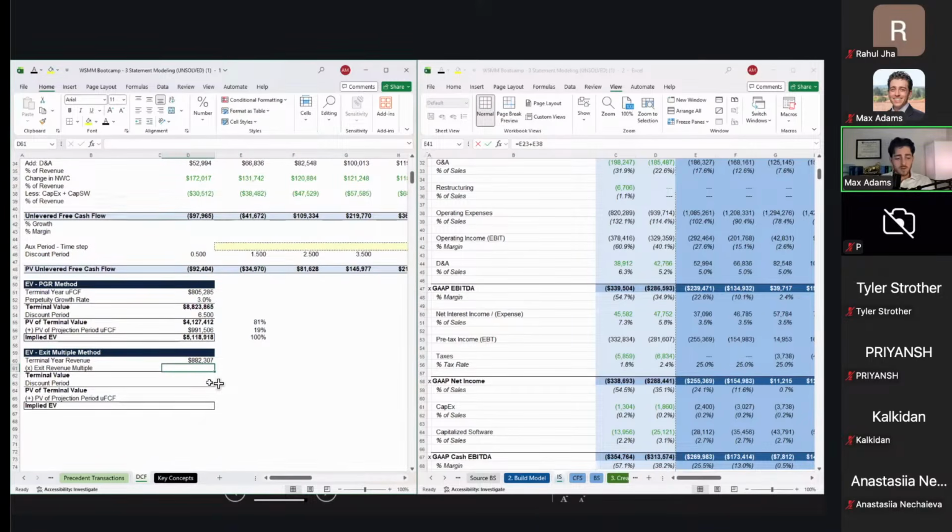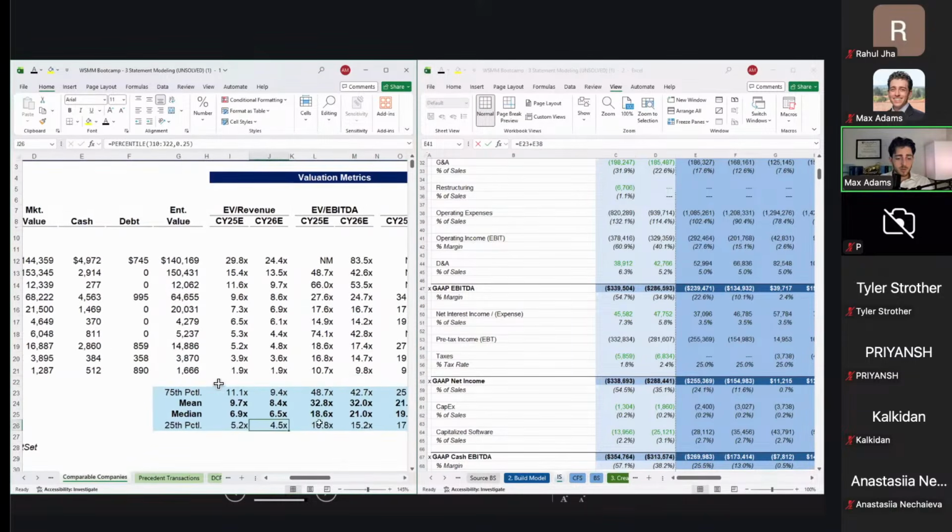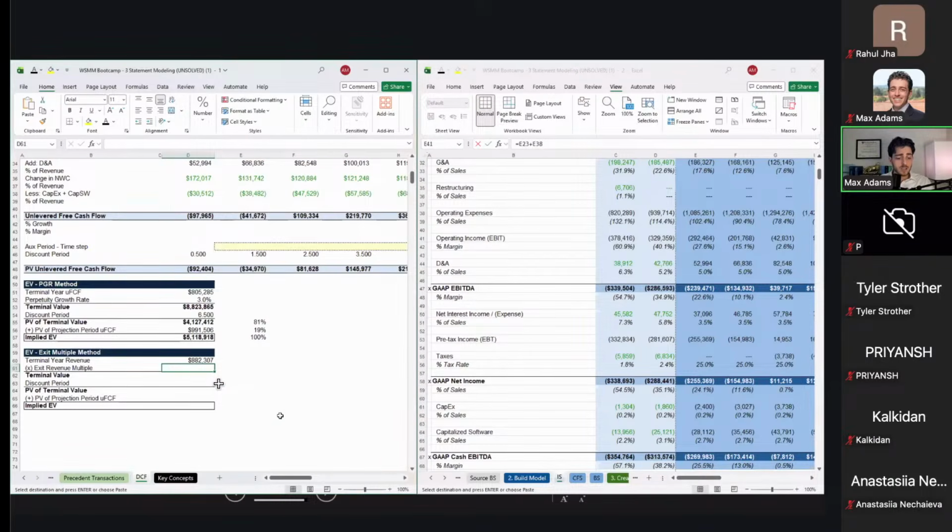And so let's go over to the comps and say, well, okay, our median multiple for 2026 is 6.5 times. And so if we take that over to our DCF, let's just assume that that same multiple is going to apply at exit. So we'll multiply the revenue by the revenue multiple. And that means in terminal year, our value is going to be something like this. And then the discount period here is actually going to be 7.